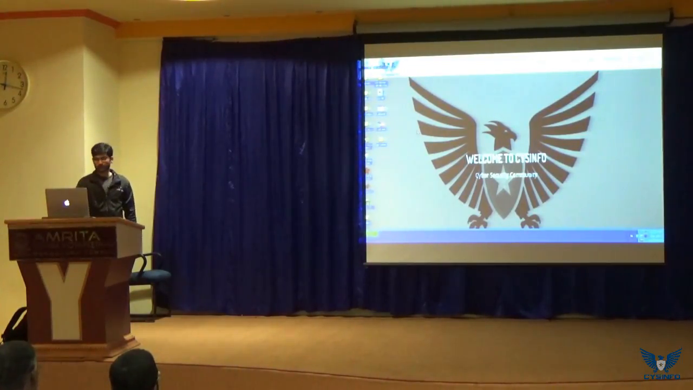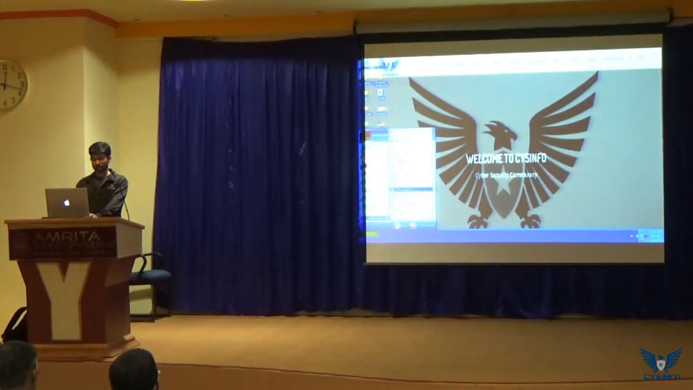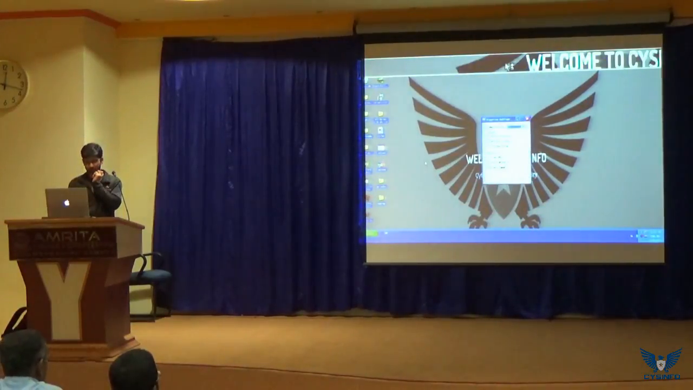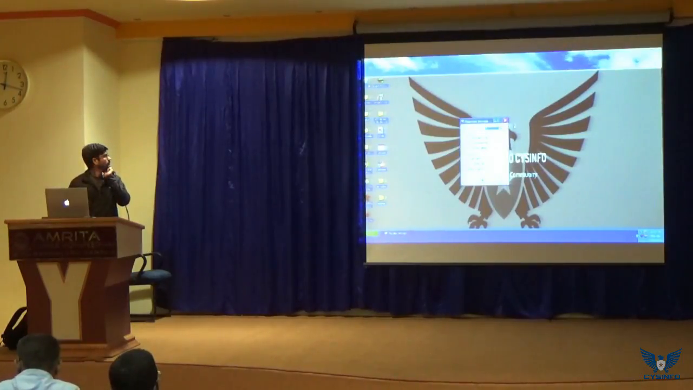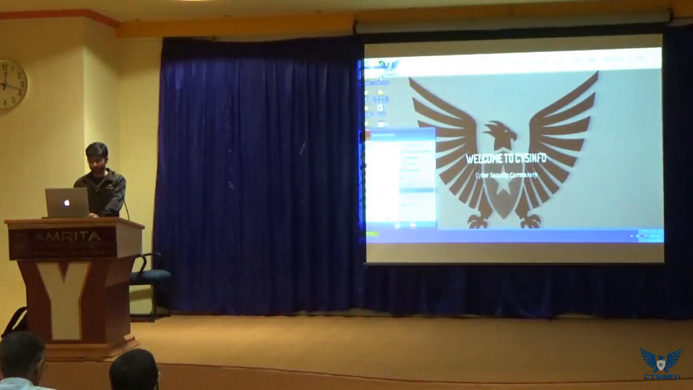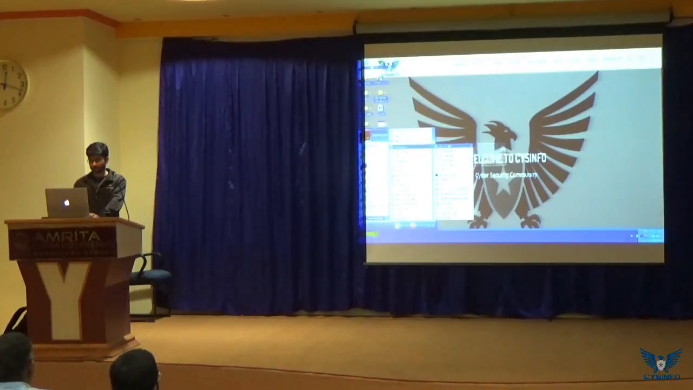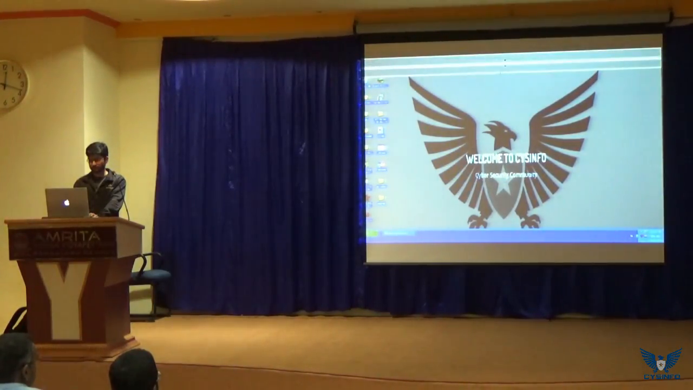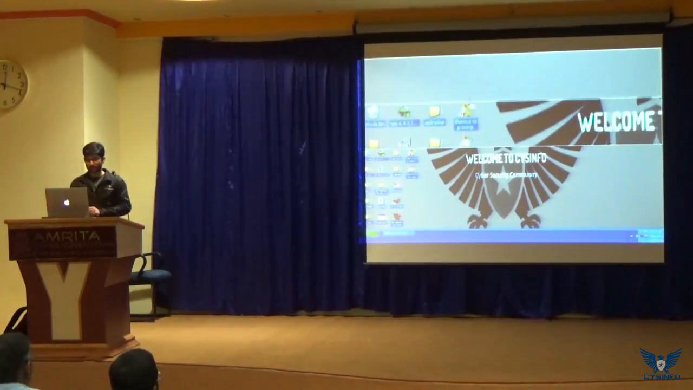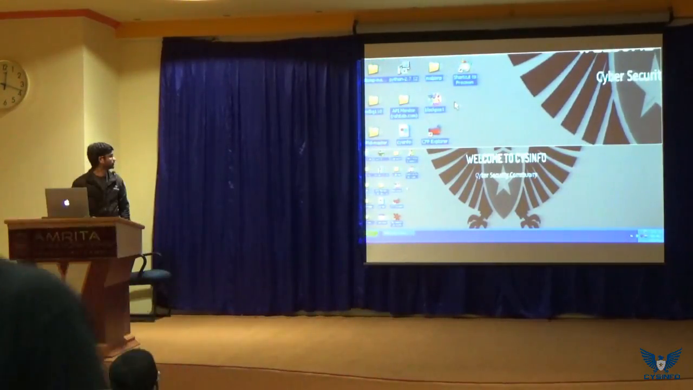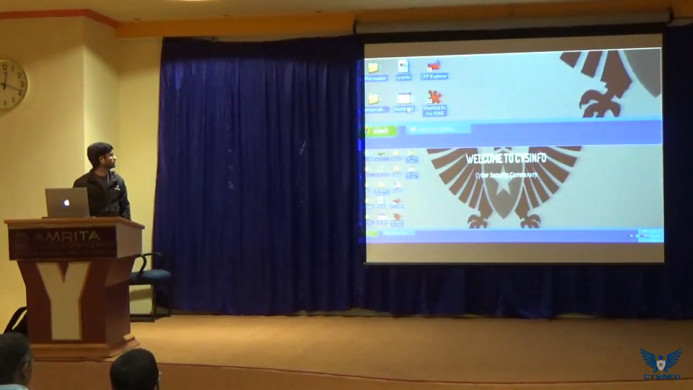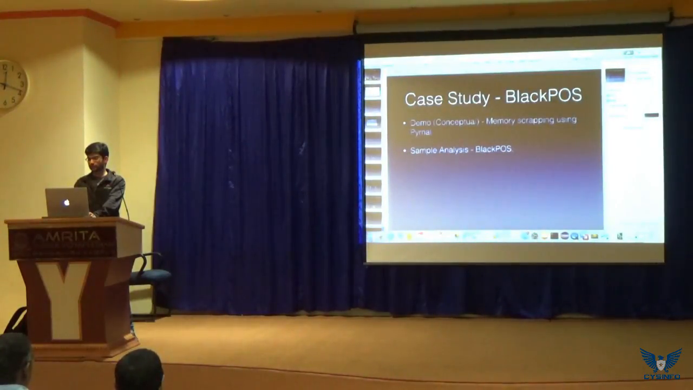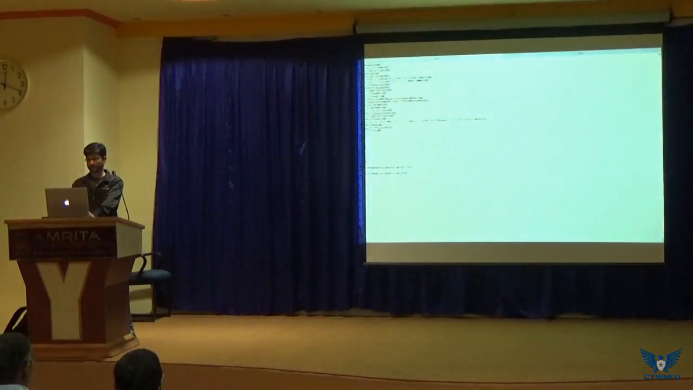So I have, oh my God, it's not visible, right? Just a second. It's visible, right? So I have two samples. One is the Black POS one, and another one is Black POS one. So what I will do is show you the strings of these malwares. One good idea is to have a look at the strings of that malware.